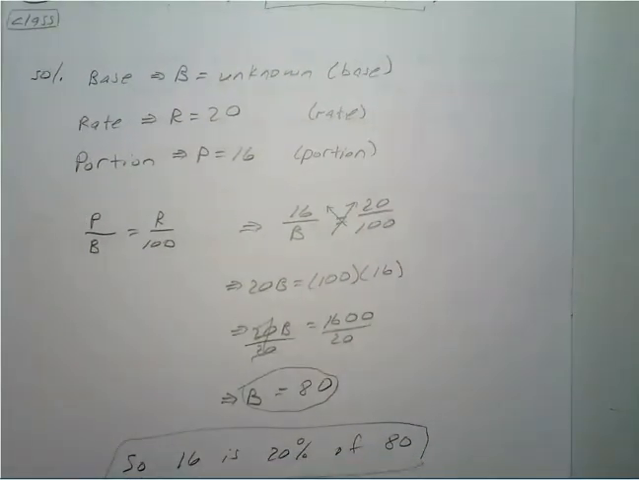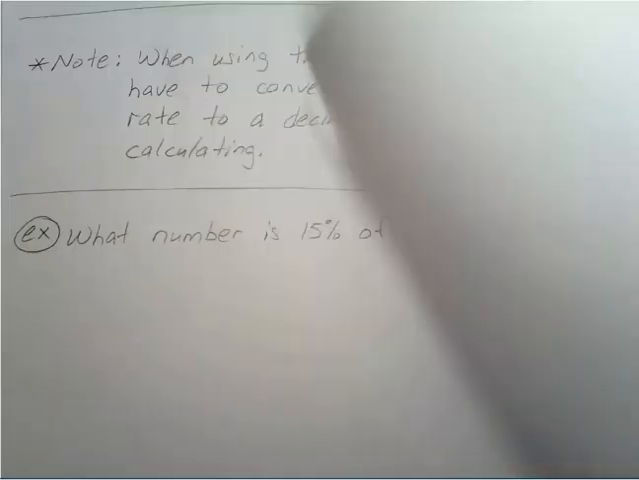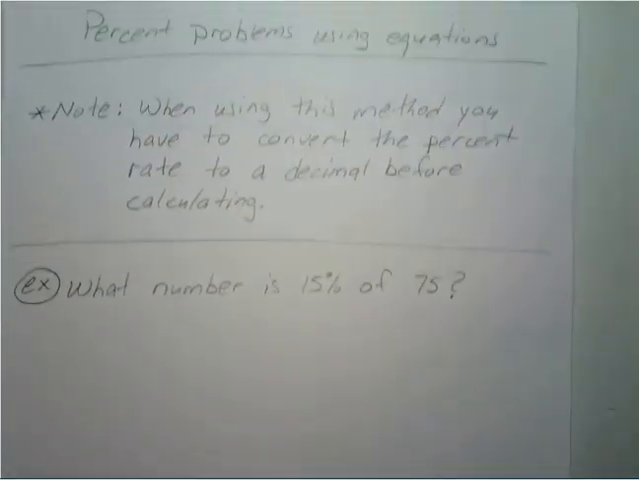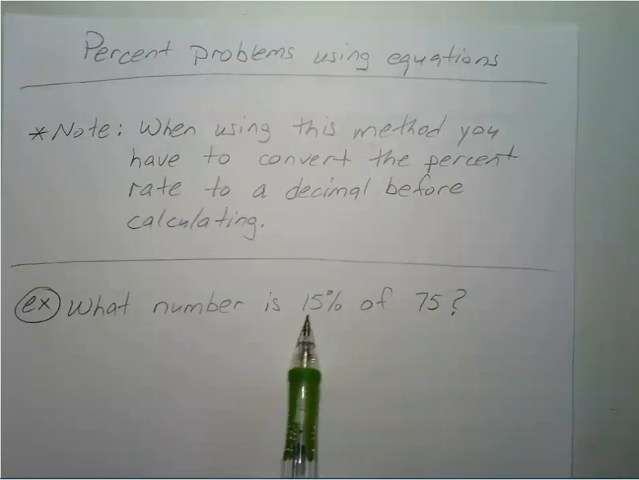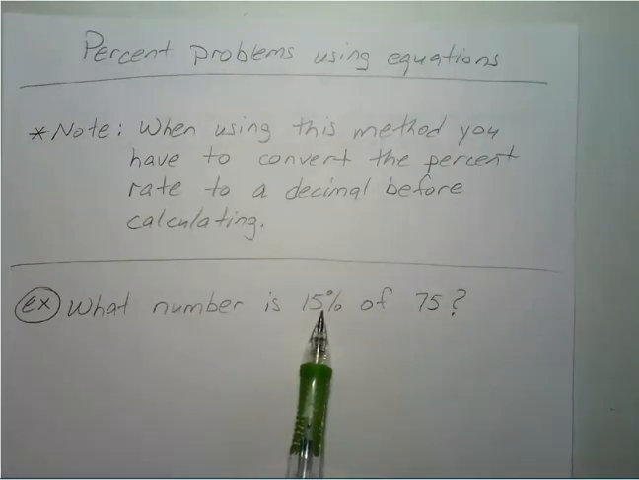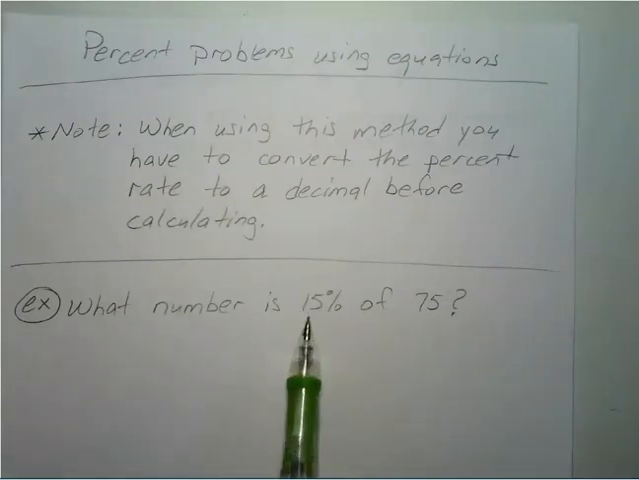Okay, so if you are still writing, feel free to press pause. But now we're going to look at a different method for solving. We're going to look at percent problems using equations. Okay, now the one thing about this method is you do have to convert your percentage rate into an actual decimal. So remember, with the percentage rate, to convert percent to decimal, you move the decimal point 2 places. So 15 will become 0.15 as a decimal.